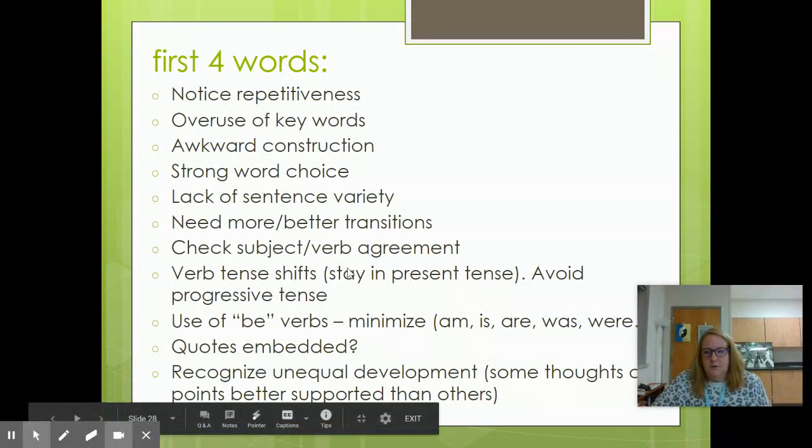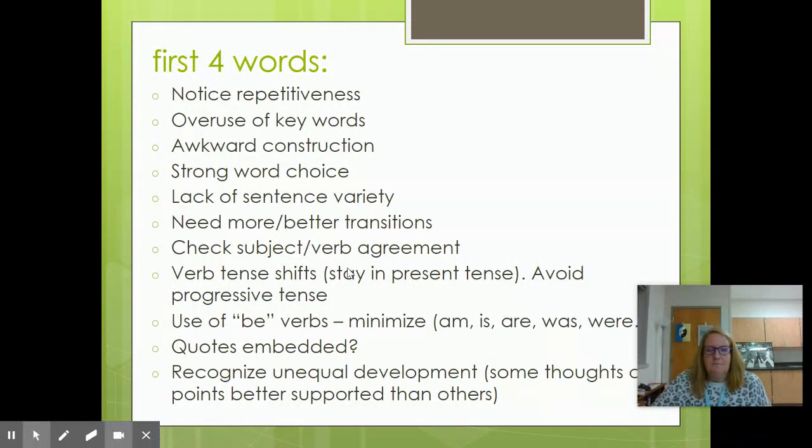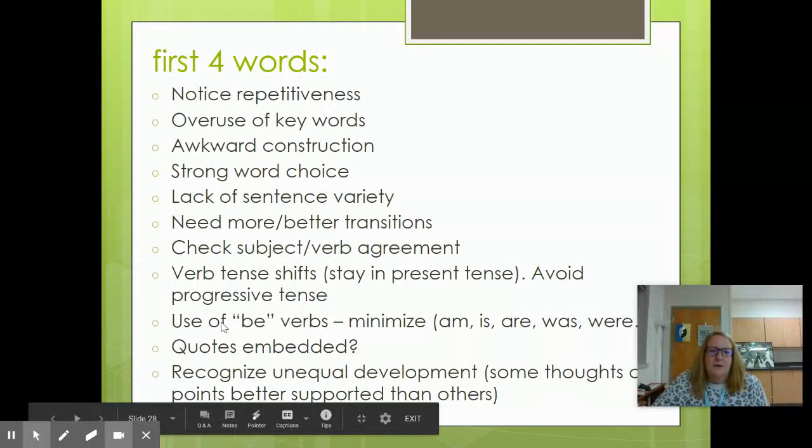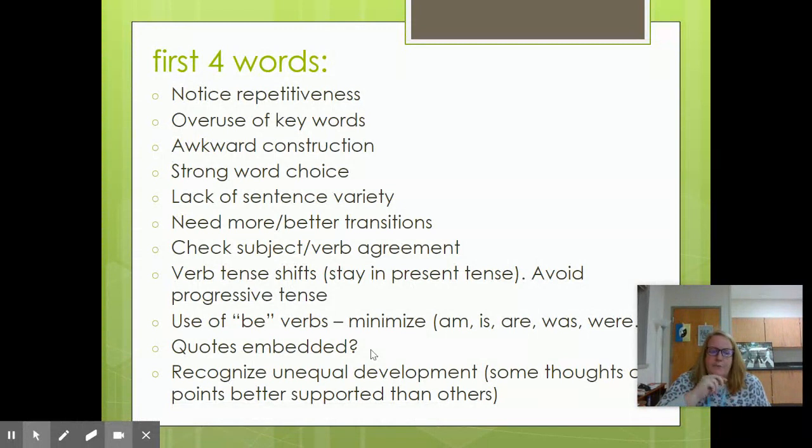You should check your subject and verb agreement to make sure that your subjects and verbs agree with each other. And then also verb tense shifts. You should always stay in the present tense. Avoid progressive tense, that's "ing." Be careful to minimize your use of be verbs like am, is, are, was, were. Are your quotes embedded? Did you embed them into your own sentence, or is it a quote bomb where you just dropped it in there and you didn't give context and you didn't weave it into your own sentence? That's a big problem.